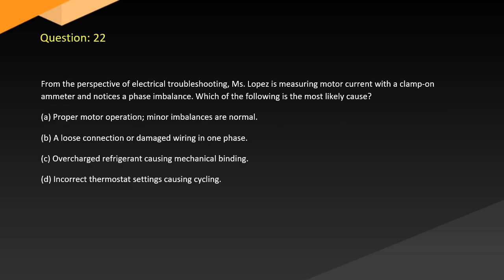Question 22. From the perspective of electrical troubleshooting, Lopez is measuring motor current with a clamp-on ammeter and notices a phase imbalance. Which of the following is the most likely cause? A. Proper motor operation. Minor imbalances are normal. B. A loose connection or damaged wiring in one phase. C. Overcharged refrigerant causing mechanical binding. D. Incorrect thermostat settings causing cycling.